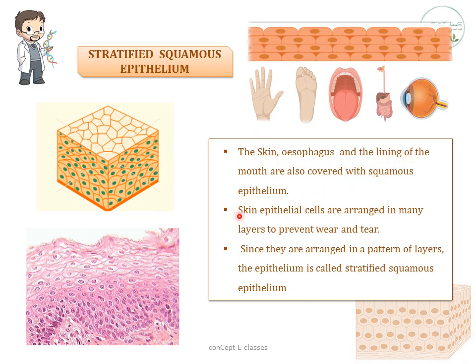Now if you observe the skin epithelial cells, they are arranged in many layers to prevent wear and tear. That is, the epithelial cells are arranged in many layers called a stratum to prevent wear and tear. So since they are arranged in layers, this epithelium is called stratified squamous epithelium.